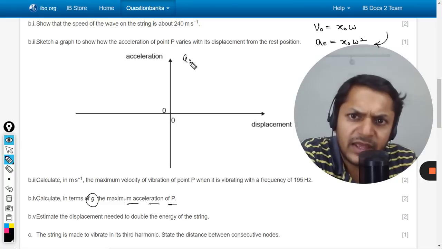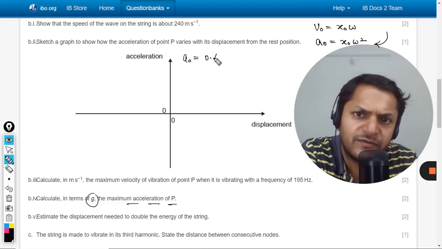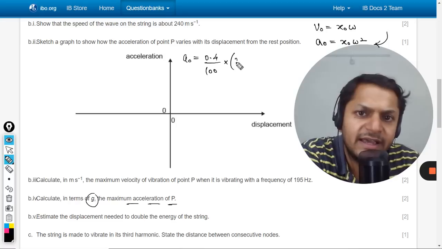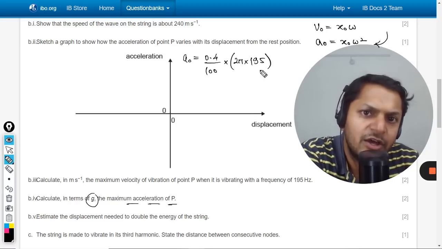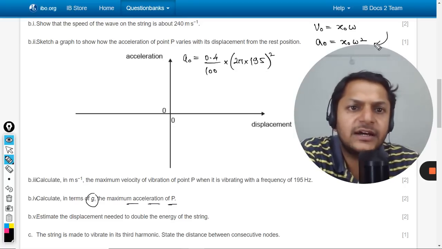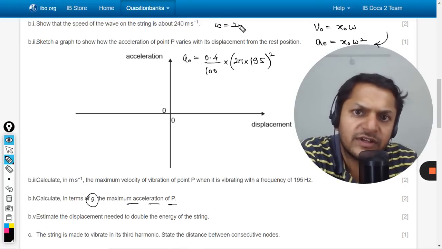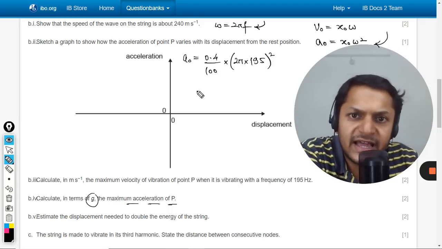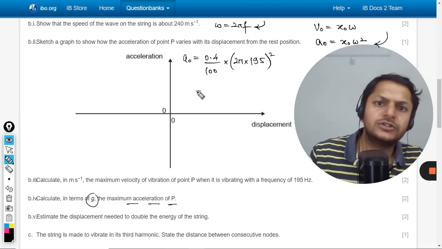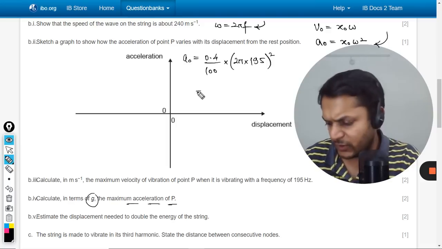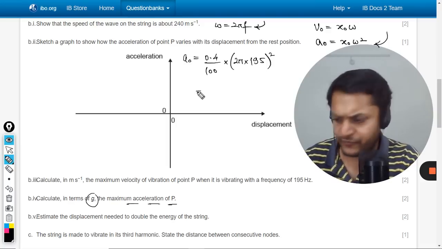So let us do it. a naught is equal to the displacement, which was given as the amplitude, 0.4 centimeters, so it is converted into meters. Omega, I don't know what omega is, so we are going to write it again like this. Omega is 2 pi f, so this is (2 pi f) squared. Just for the sake of people who are not able to understand this, omega is equal to 2 pi f, and now you are going to substitute your value. So let me see if I can solve this and see what value we are getting. 0.4.